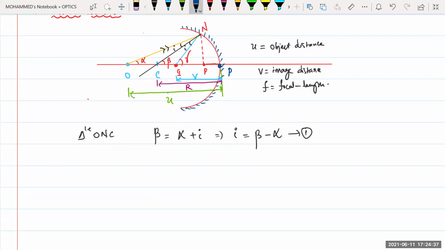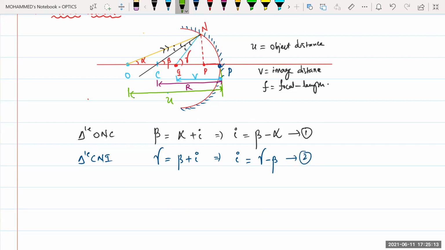Now in the same way, consider the triangle CNI. See the diagram, where is C, where is N, and where is I? Center of curvature C, that normal N, and I. If I'm taking that triangle, the exterior angle gamma is equal to beta plus I. That means I value will be equal to gamma minus beta. This is your equation number 2.